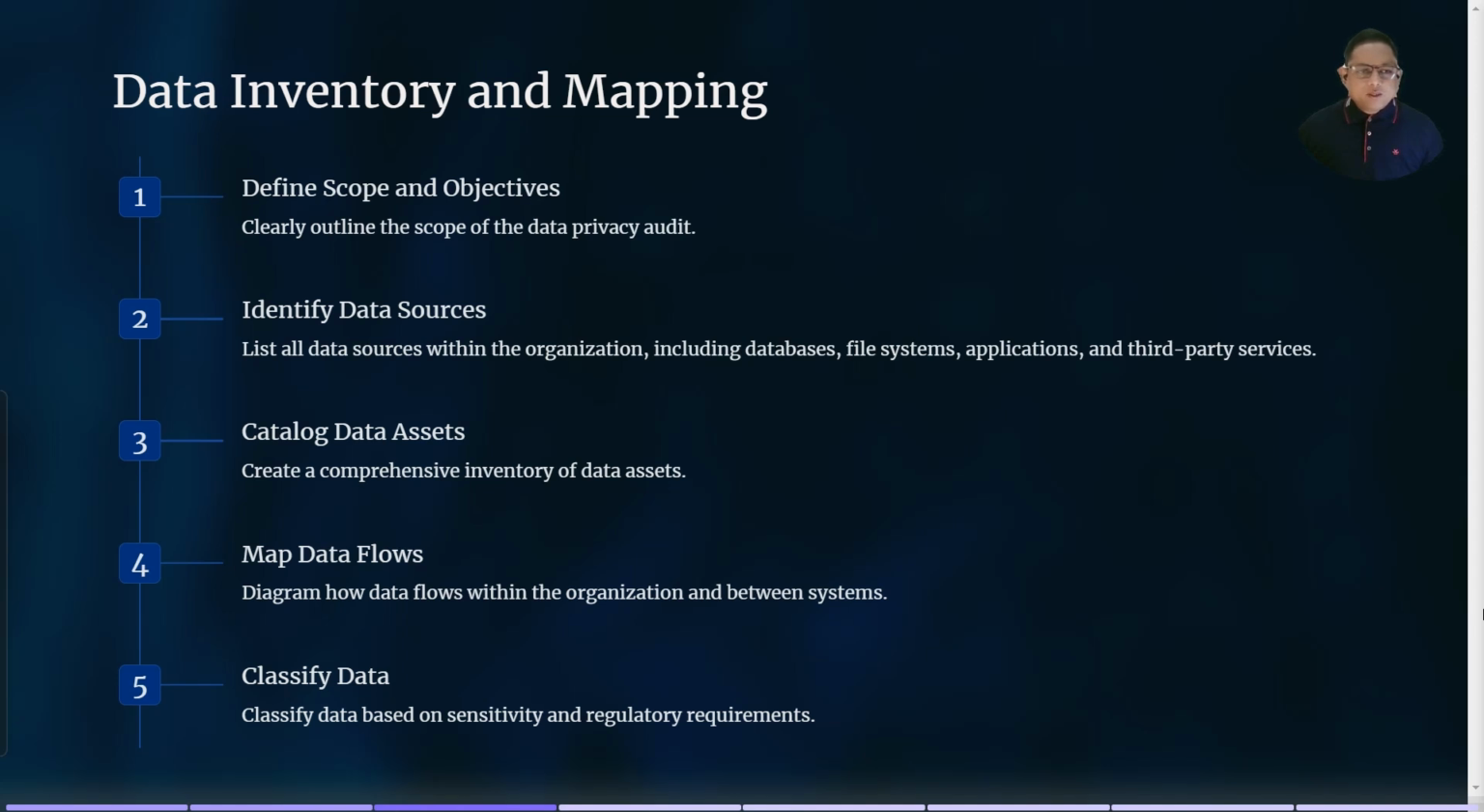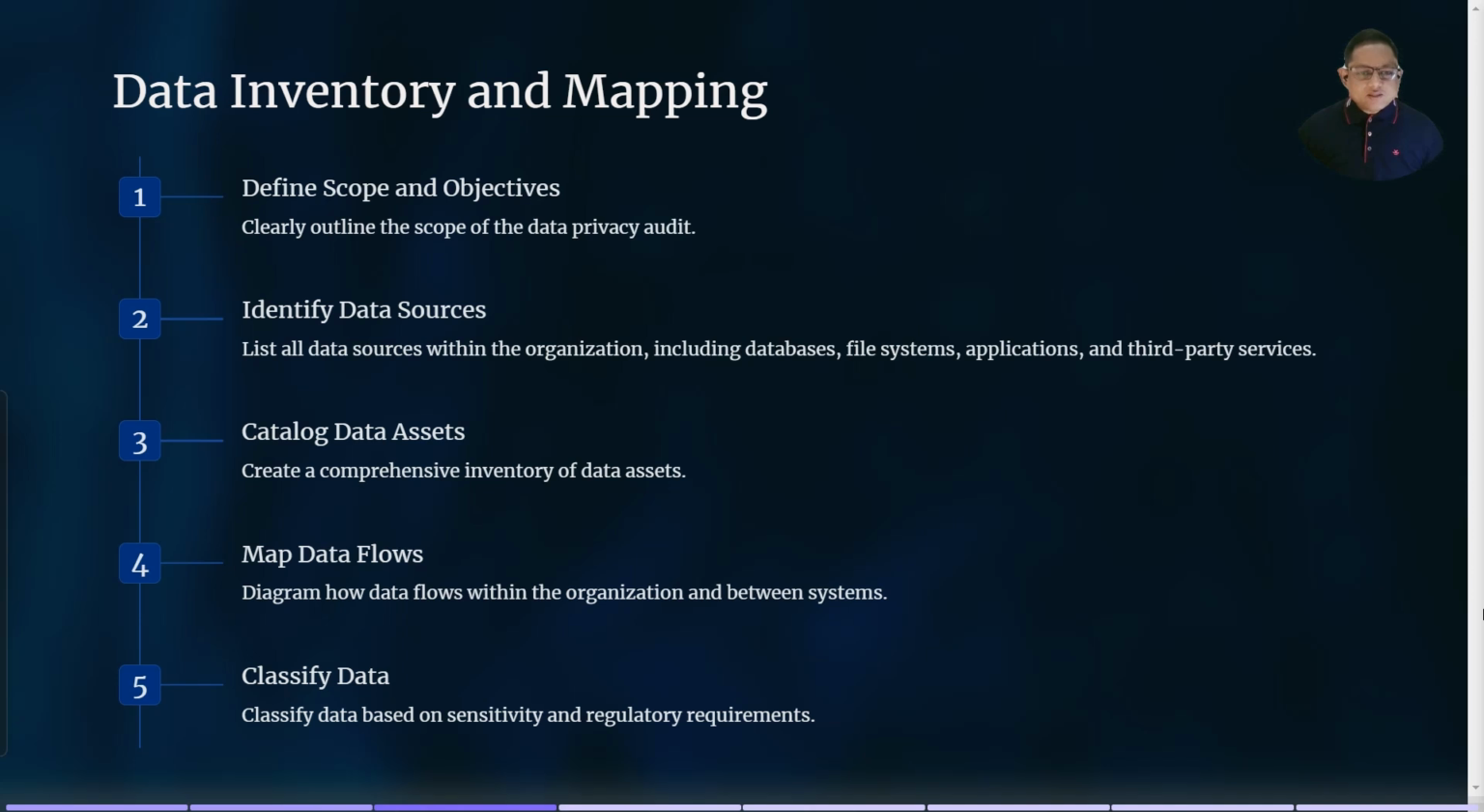Data inventory and mapping. First, define scope and objectives. Clearly outline the scope of the data privacy audit. Second, identify data sources. List all data sources within the organization, including databases, file systems, applications, and third party services.